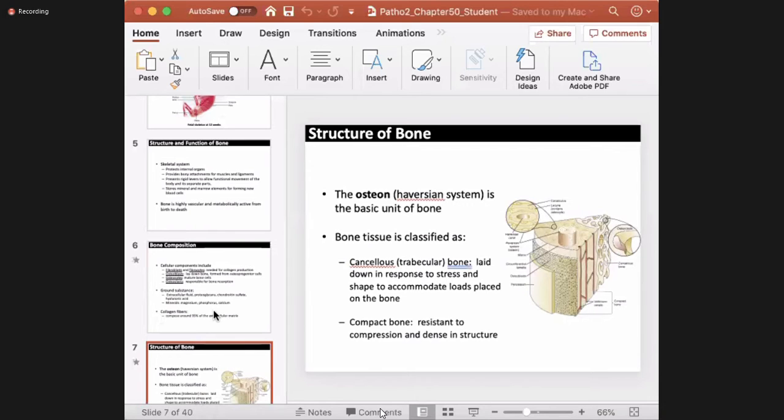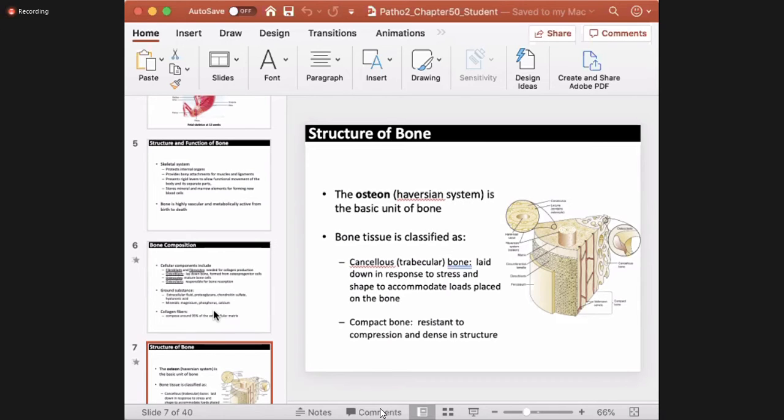So your bone is made up of basic units known as osteons, right? And you have two types of bones. You have your trabecular bone, which is your spongy bone, which is not soft like a sponge, but is kind of shaped in that spongy way to allow for the bone to be light.